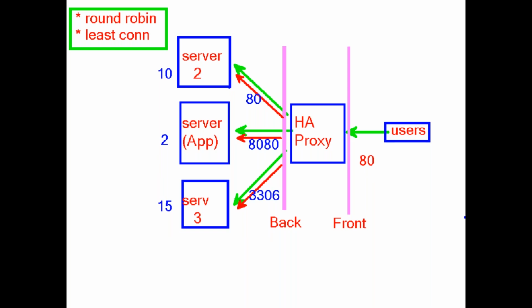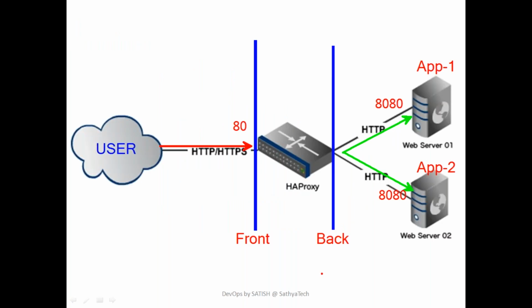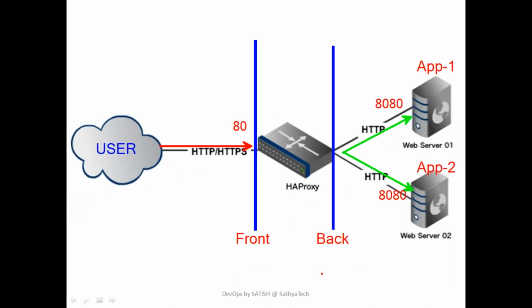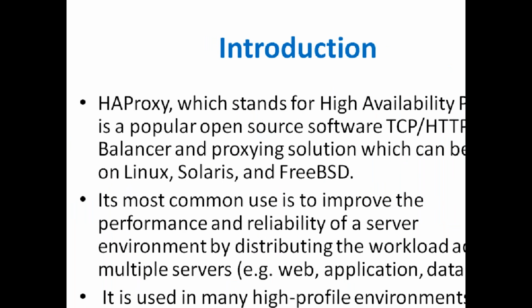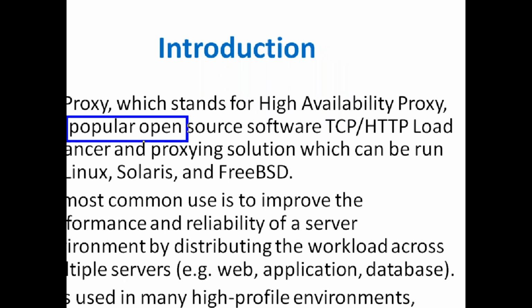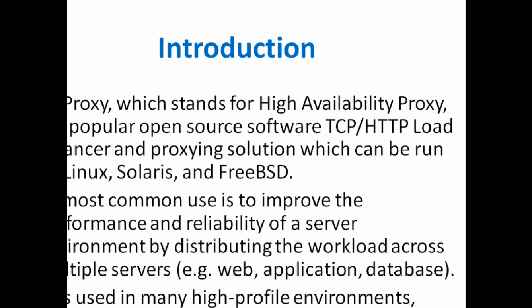Fine. I'll just show this process for you, like what is HAProxy and all those things. After we discuss the same diagram, like how HAProxy will work, we are seeing that users will send the request to HAProxy and its backend servers and ports. Basically, what is HAProxy? HAProxy, which stands for high availability proxy, is a popular open source TCP and HTTP load balancer. And HAProxy will do what?